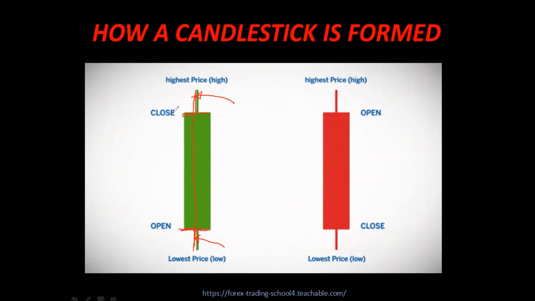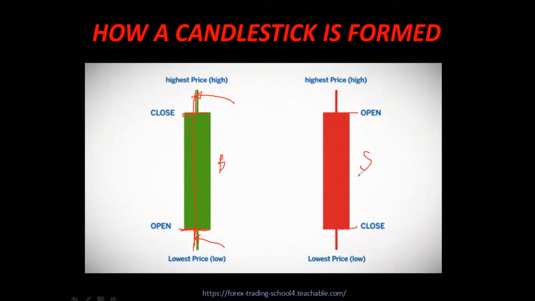You can see that the close was higher than the open, and this is in favor of the buyers. And then the opposite is the case over here, where the close is lower than the open. The close is lower than the open, and then this is in favor of the sellers. Now this is just a quick explanation on how these candlesticks were formed.